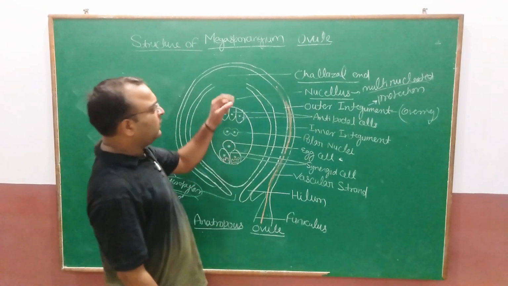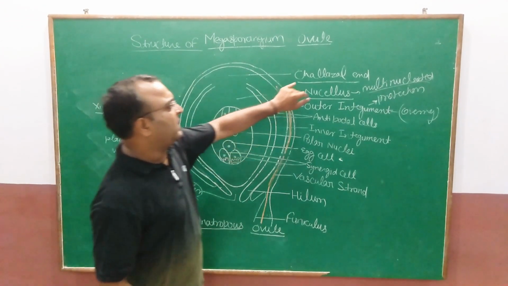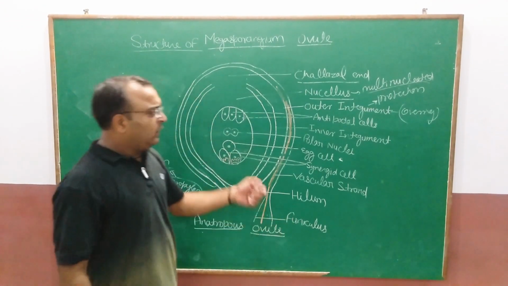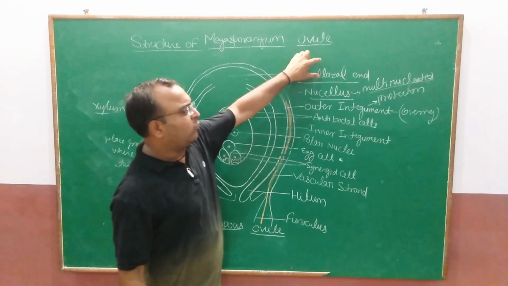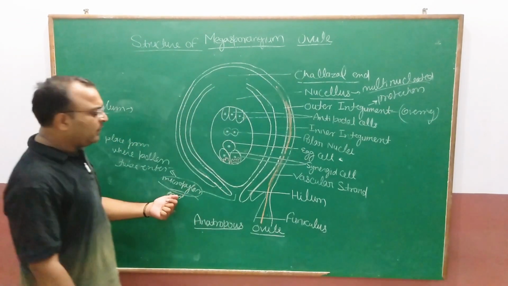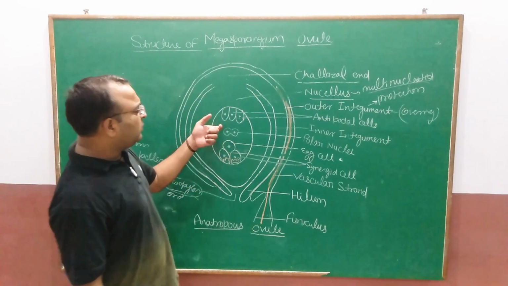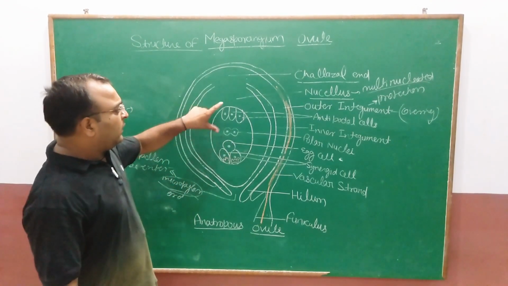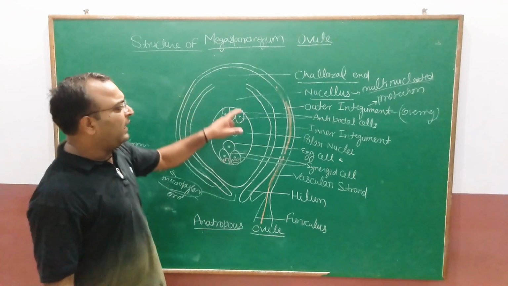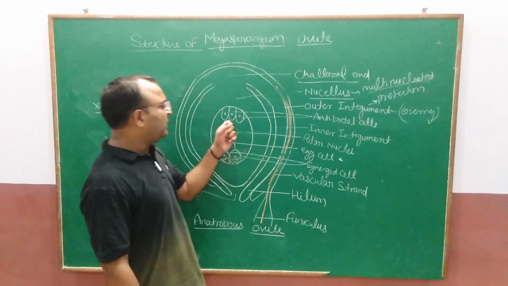तो नाउ देयर इज अ क्लियर कट डिफरेंस बिटवीन द चैलिजल एंड द माइक्रोपाइलर एंड. तो चैलिजल एंड में क्या होगा? इंटेगुमेंट्स आर प्रेजेंट, और माइक्रोपाइलर एंड में क्या होगा? इंटेगुमेंट्स आर एब्सेंट. Now, if we are going to discover the embryo sac, toward the chaligeal end, antipodal cells are present. 3 antipodal cells are present.